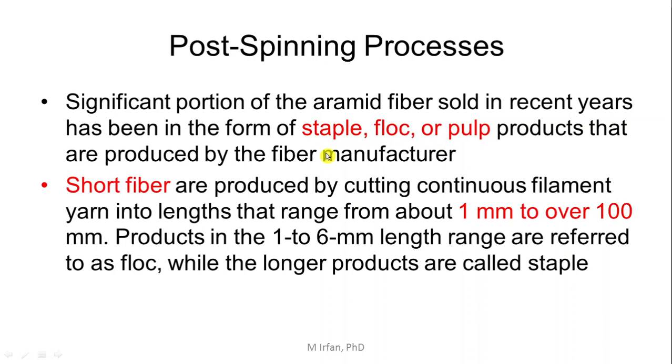Therefore, if we need to cut the fiber after the spinning process, the fibers can be cut into various cut lengths according to the requirement. These cut lengths can vary from 1 mm to over 100 mm, and if the fiber is cut in the cut length range of 1 to 6 mm, this is referred to as flock, whereas the longer fibers, for example 38 mm cut length, are called staple.